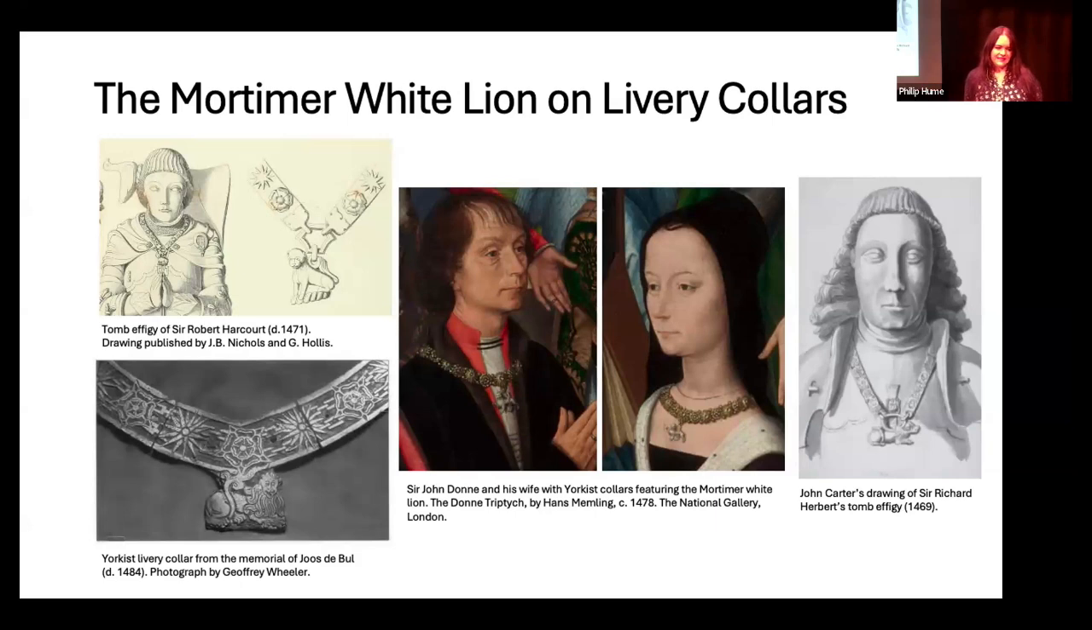And interestingly, this use of the white lion seems to have been quite specific to Edward IV. We don't really get livery collars like this with other Yorkists. As I mentioned, Richard, Duke of York, clearly had some kind of white rose symbolism in his jewellery, but the white lion doesn't seem to have been used by Richard, Duke of York, or, as we will see shortly, by Richard III. So it's very much something that Edward IV focuses on.